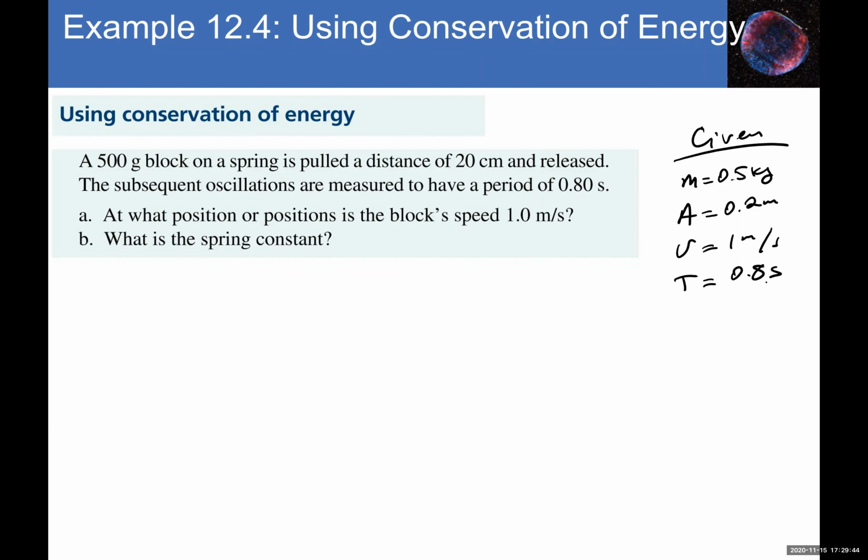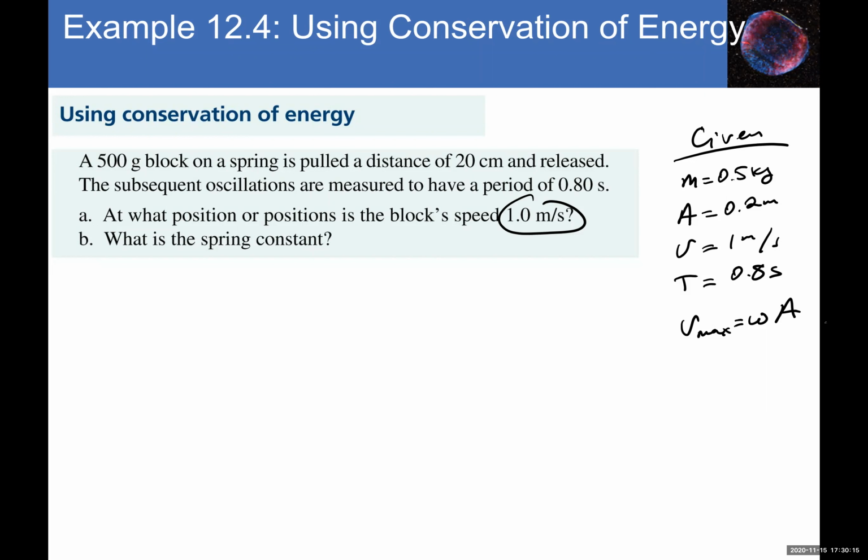Now, here's one thing. It's asking about 1 meter per second. The easiest thing to do is to verify whether this is the maximum speed or not. Because if it's the maximum speed, I know which position it is: the equilibrium position. So maybe we can find the maximum speed. Remember, maximum speed equals omega times A. I have A, but I don't have omega.